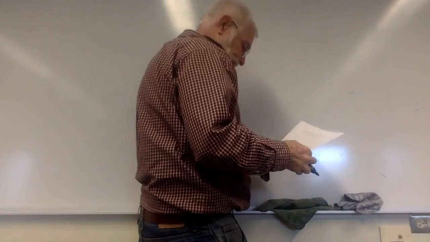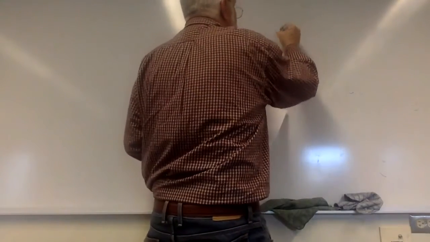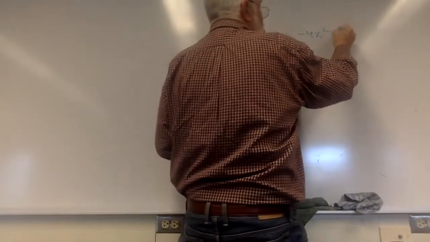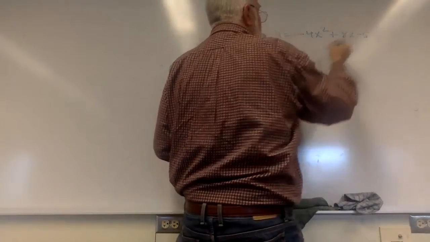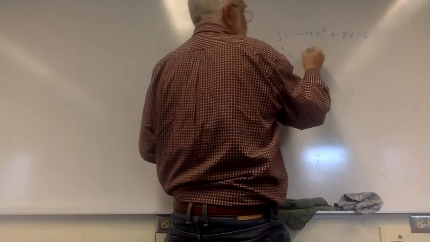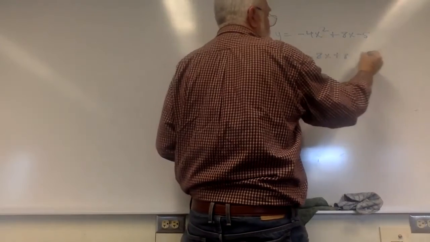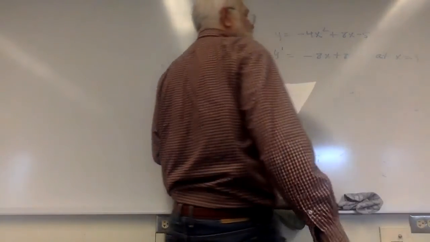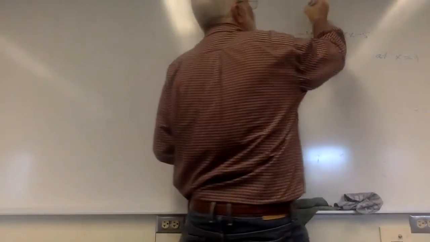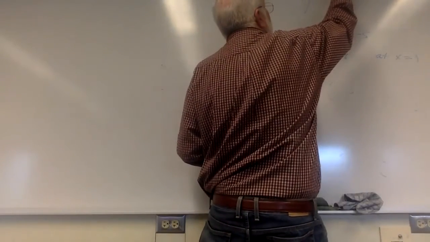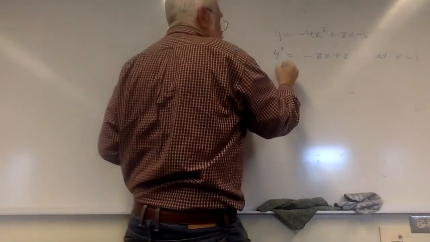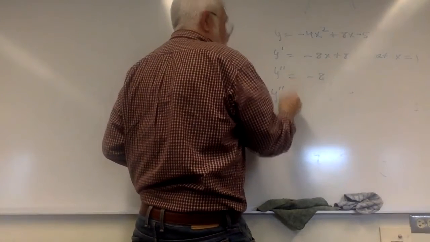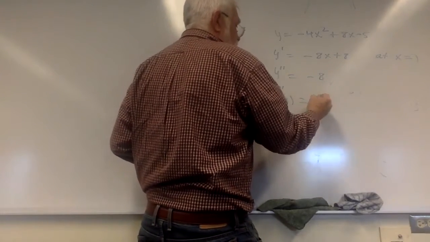Getting there. Maximum value for y equals minus 4x squared plus 8x minus 5. So we got ourselves y prime, which is minus 8x plus 8. So we now know that at x equals 1, we get this to turn. We know it's concave down, but we got to prove it. So we'll prove it with y double prime, which is minus 8. So y double prime of 1 is minus 8.